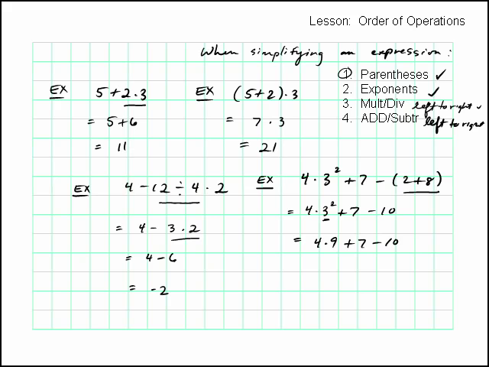Next in our order of operations is multiplication. 4 times 9 is, right here, 36. And now the addition and subtraction from left to right. 36 plus 7 is 43. Minus the 10 is a 33. 33 is our result.